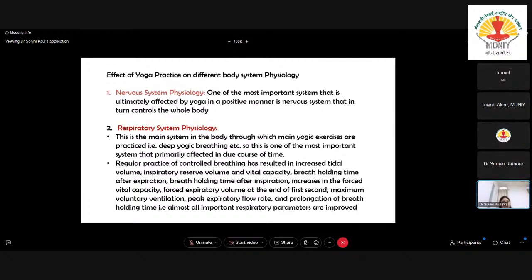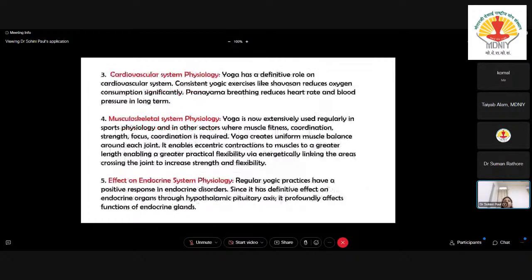So these are some of the important aspects which are dealt with in yoga. And obviously, it has been proven by research that yoga has a definite role to play in some chronic obstructive pulmonary diseases, like asthma. Asthmatic patients have shown improvement of various respiratory parameters via yogic exercises. So definitely, yoga helps in various aspects of your respiratory system.